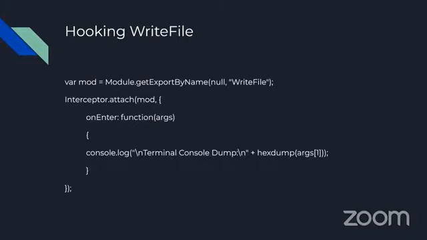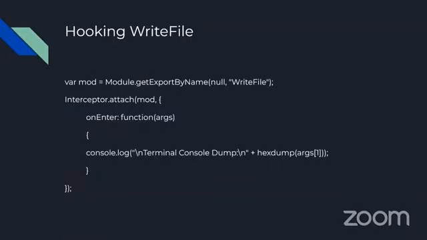intercept.attach, and where we want to intercept is the WriteFile API call. To understand this better, WriteFile is an API provided by Windows, which is used pretty much everywhere, in terminal console buffers or file systems. If you create a file called, say, temp.txt or secret.txt, WriteFile will be called so that file gets into your system. So after WriteFile is called, the file will get executed.